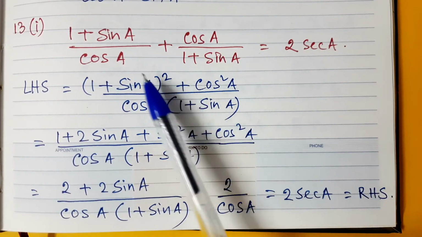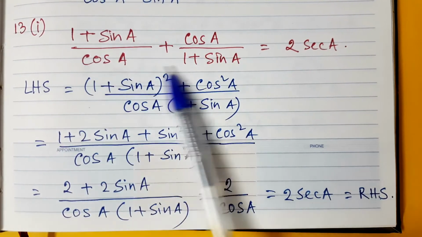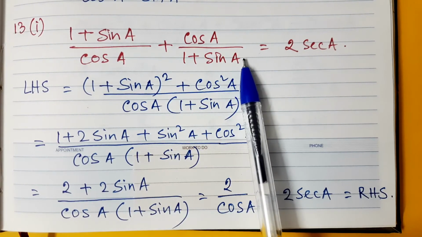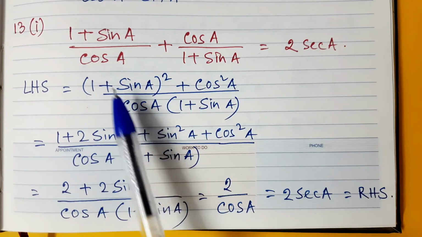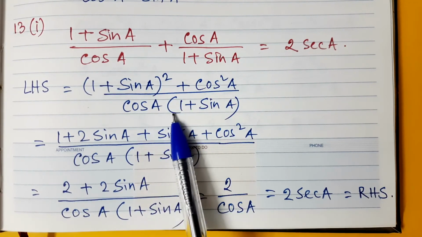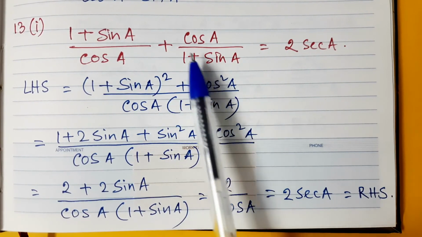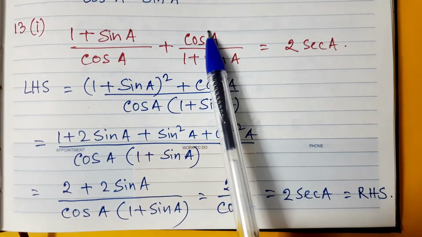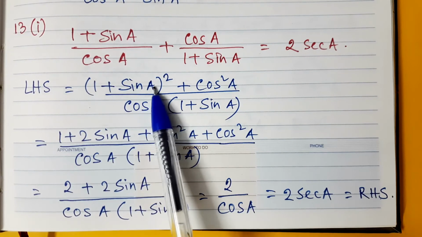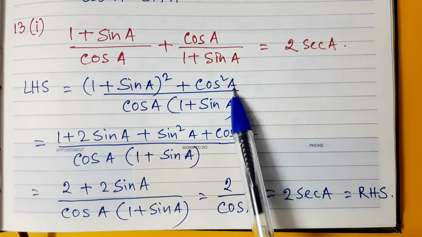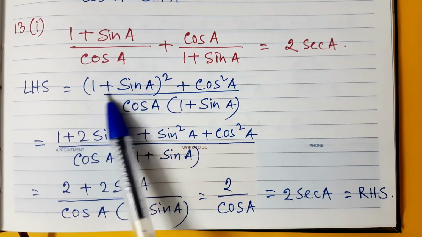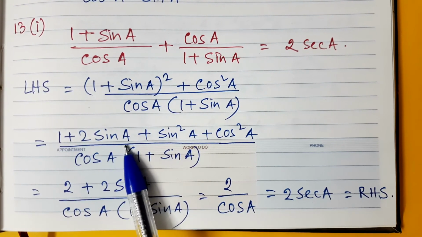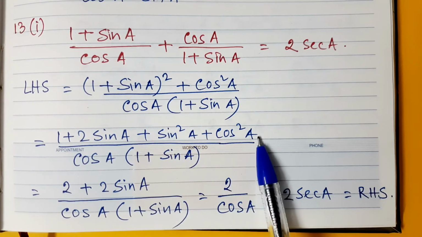Okay, so here what we are doing, this is the left hand side. Okay, so I am just doing the LCM. Okay, so after doing it, it will be cos a into 1 plus sine a. Okay, so 1 plus sine a will get multiplied here and cos a will get multiplied here. Okay, that's why this is (1 + sine a) whole square and this is cos square a. Okay, now just apply the formula of (a + b) whole square. So it will be 1 plus 2 sine a plus sine square a and cos square a.